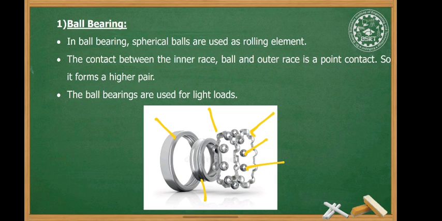As there is point contact between the inner race, ball and outer surfaces, so it forms the higher friction. The ball bearings are used for light loads.